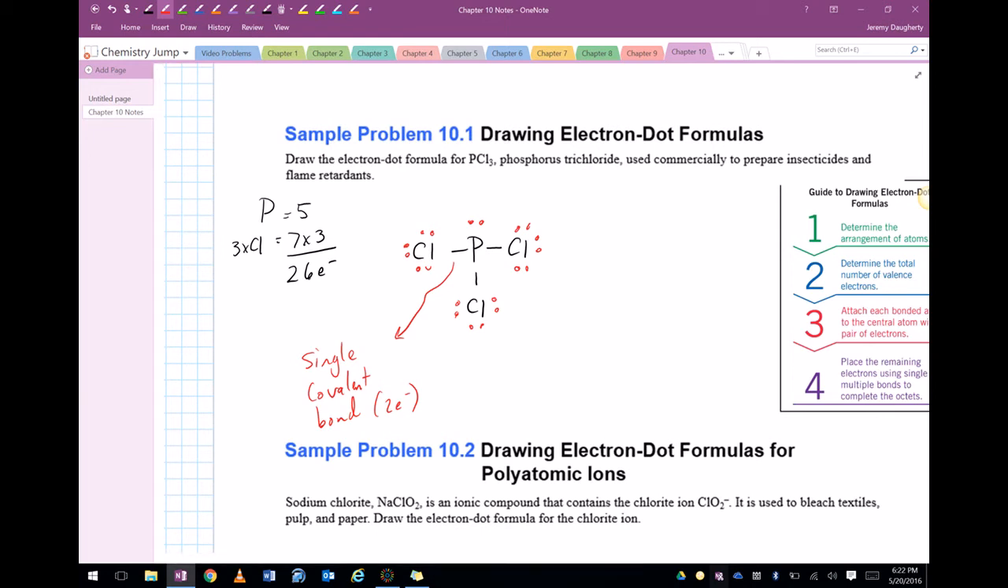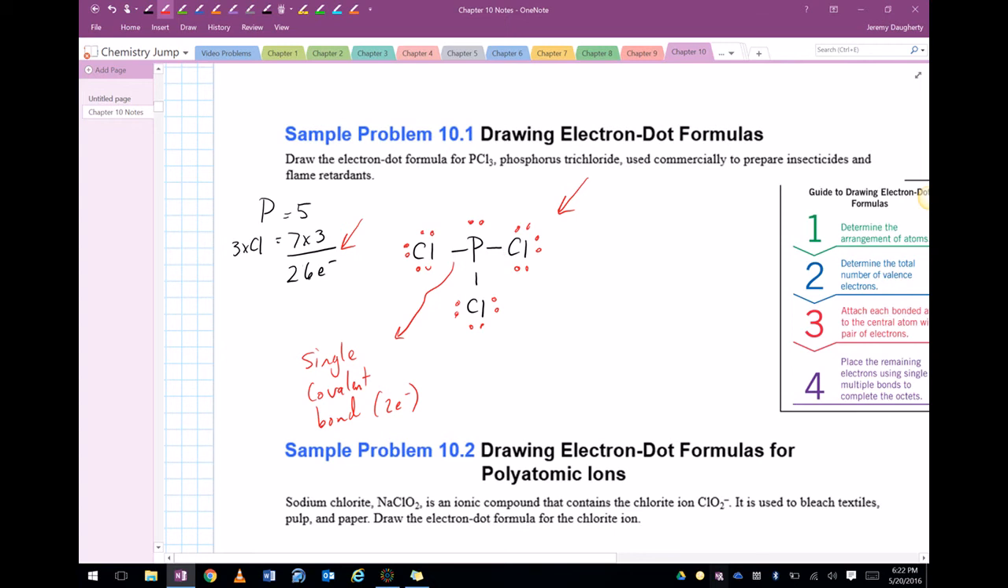Now my next step is to count up how many electrons I'm showing on the structure versus how many I'm supposed to be showing. So I've got 2, 4, 6, 8, 10, 12, 14, 16, 18, 20, 22, 24, 26. So I'm showing 26. I'm supposed to be showing 26, so I'm done.